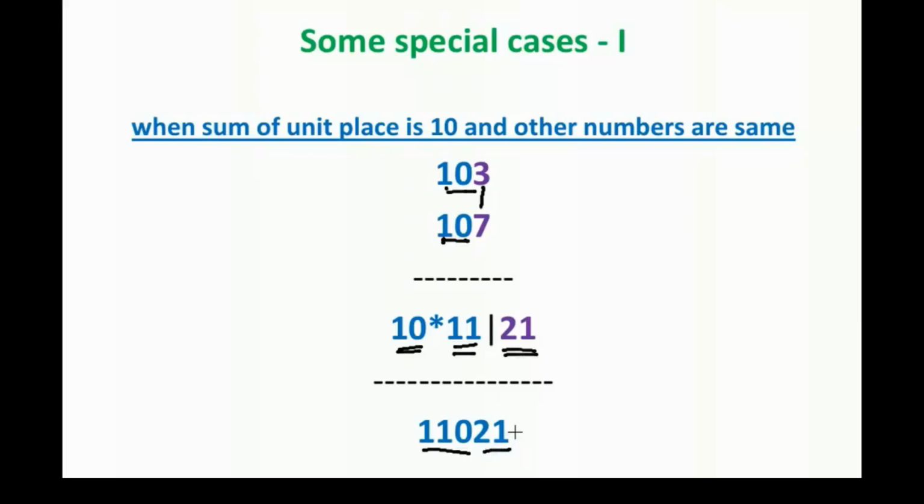In both the cases, you just multiply 10 and the next number, which is 11, which gives me 110, and this side is 21. That's all, that is the answer. It is very simple and very effective in this case.